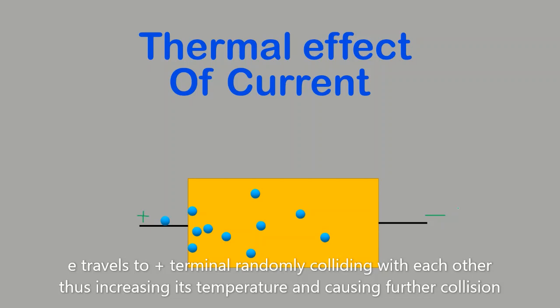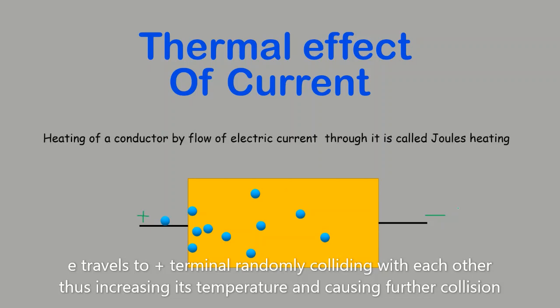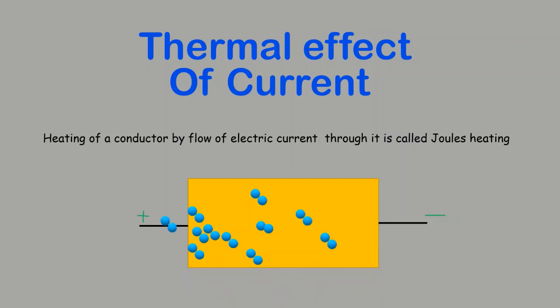And due to this random motion, slowly the temperature increases, and with further increase in temperature it gets heated up and further random motion occurs. In this way, the heating of a conductor by the flow of electric current gives us Joule heating.